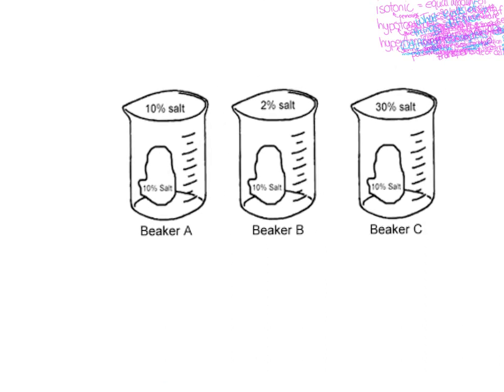So if you take a look here, we've got these beakers, and they're better beakers than the ones that I drew. So if in your beaker A, you've got a 10% salt solution on the outside and a 10% salt solution inside the cell, let's just go ahead and humor me. Let's make our beaker and our cell. If we're talking about tonicity, what are we talking about? Osmosis or diffusion?